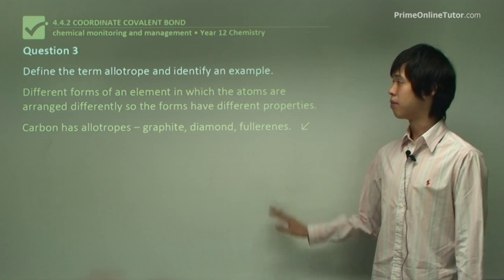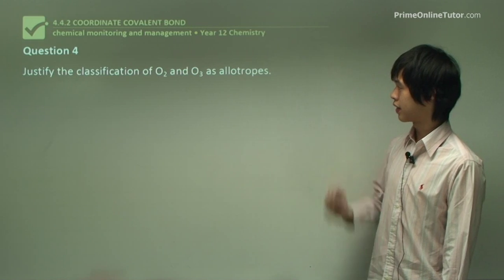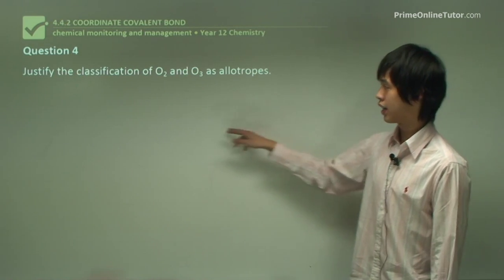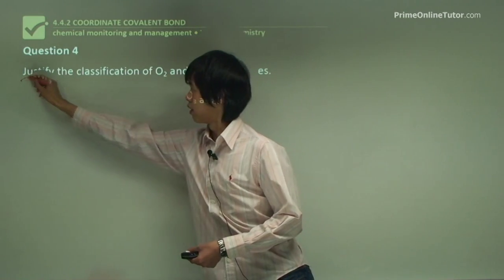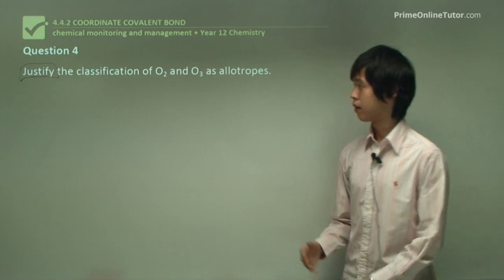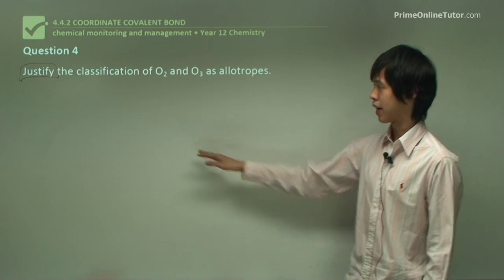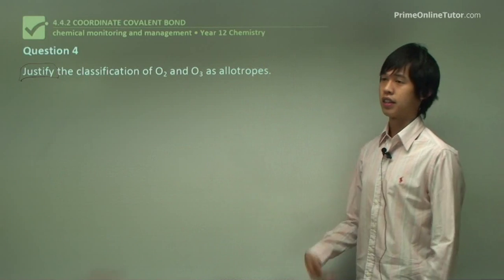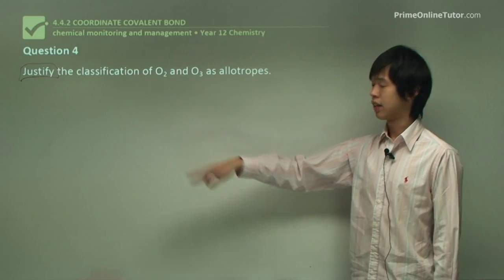Now, if that's okay, we'll move to question 4, which is justify the classification of O2 and O3 as allotropes. So if we look here, the verb is justify. Remember that when we talk about HSC and answer questions, we have to think about what the verb is telling us. And so in this case, justify, remember, just think back to how you would answer this question.